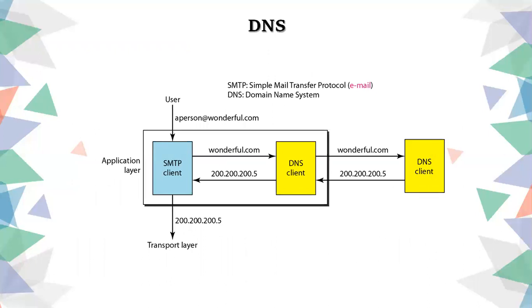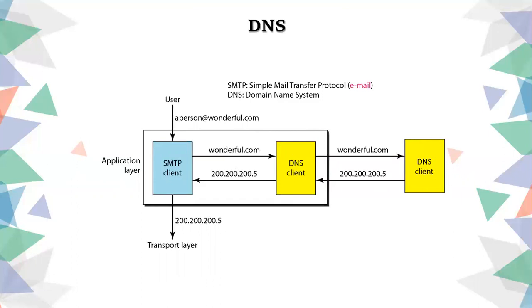This is a diagram of DNS. The user gives a query to the SMTP client, the Simple Mail Transfer Protocol client, because it talks about electronic mail, and he needs to access the website named wonderful.com. That will be given to the DNS client, which looks like a domain local server, and it checks whether the particular website's IP address is available or not. If it is not available, it will forward that query to another DNS server. It may be another network server.